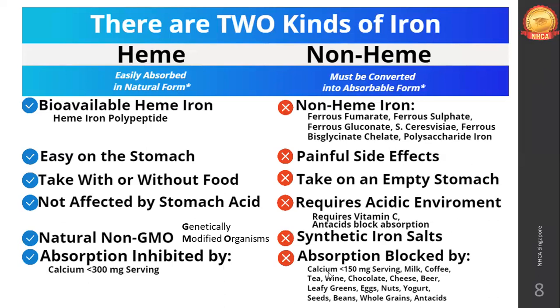And when it comes to non-heme iron, you have a lot of agents which may block or inhibit its absorption. Calcium, even if it is slightly higher than 150 mg per serving, can suppress the absorption. Milk, coffee, tea, wine, chocolate, cheese, beer, green leafy vegetables, eggs, nuts, yogurt, they all are sources which can inhibit the absorption of non-heme iron.